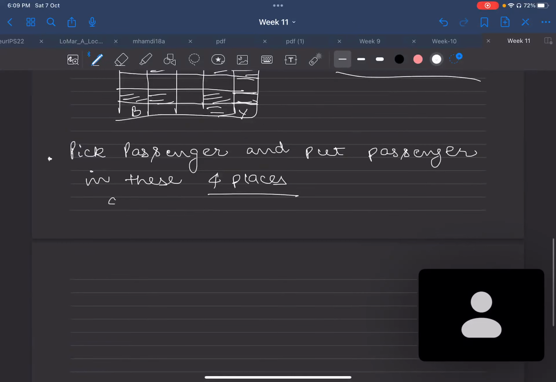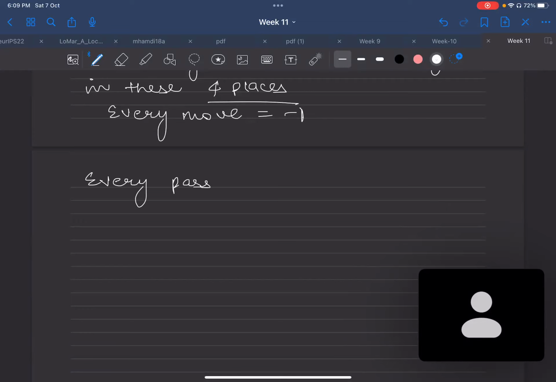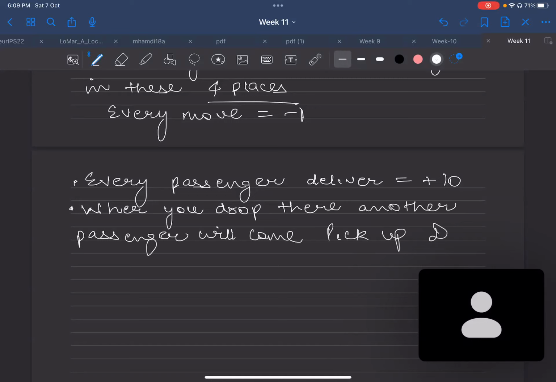So suppose every move has a -1 cost. And every time the taxi delivers a passenger, it will get +10. And wherever you drop, at the place where you drop, another passenger will come. Basically, we'll have a pickup point there also, and then again we'll deliver. This is the process which will be going on.